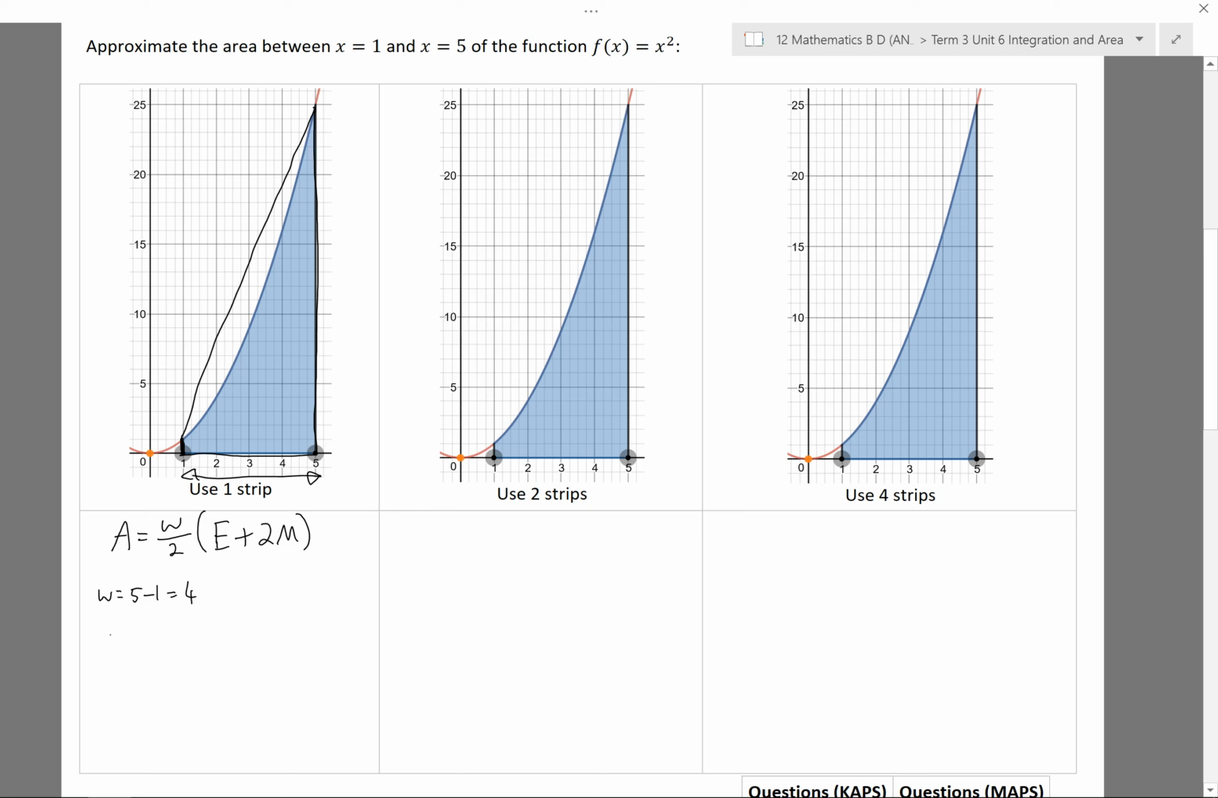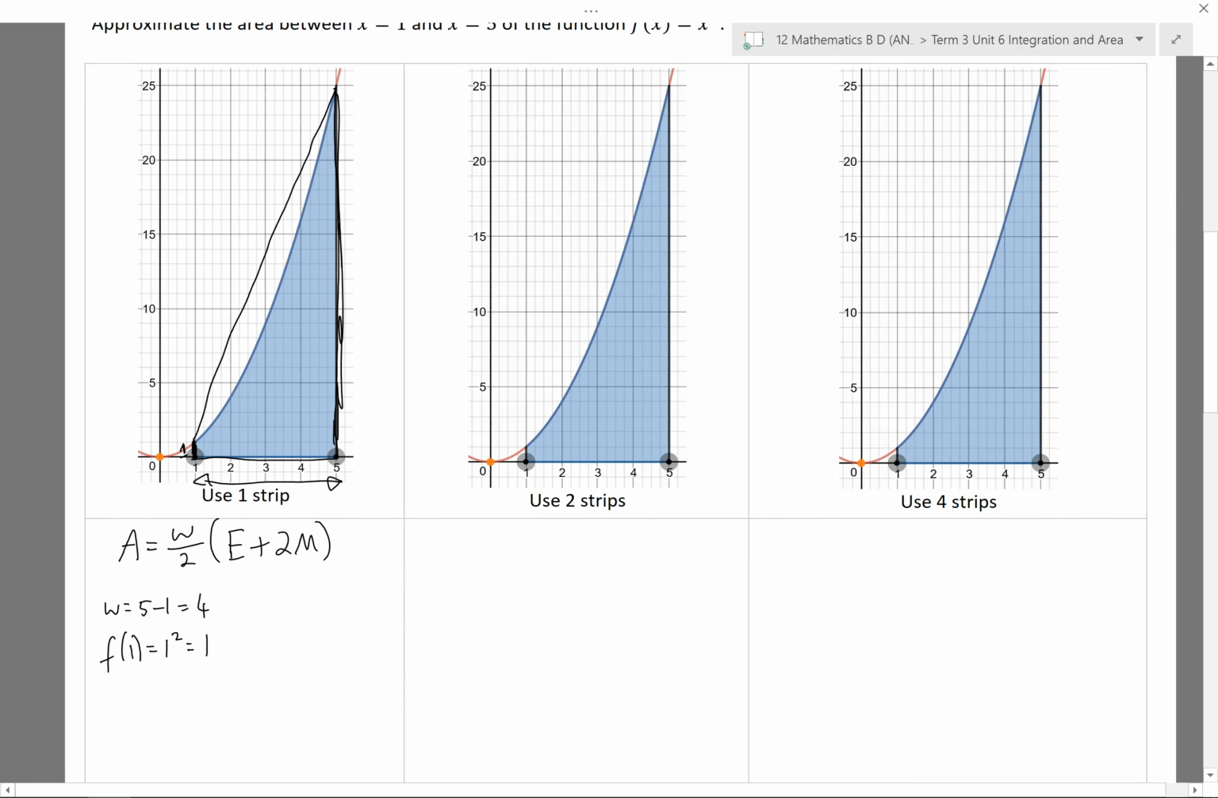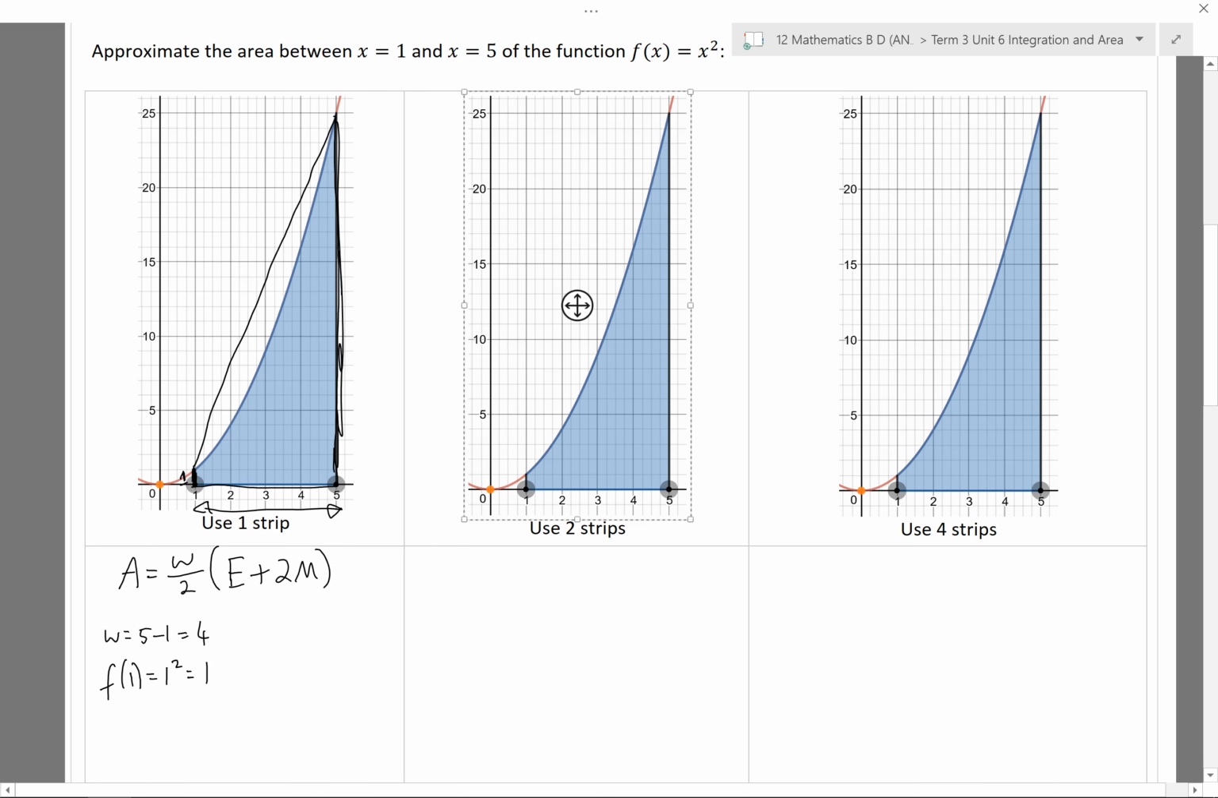To find the sum of the endpoints, I'm going to need to know what this height is and what this height is. The way I'll do that is I'll find what f of 1 is to find the height here. My function is x squared, so I'll just square it and get 1. I know this height is 1. Do the same thing to the other side, find what f of 5 is. I can square 5 and get 25. So this distance is 25. And I know that these two are going to add together to give me my endpoints.